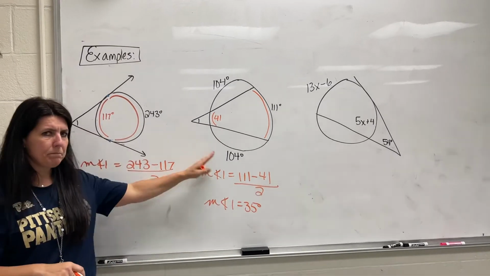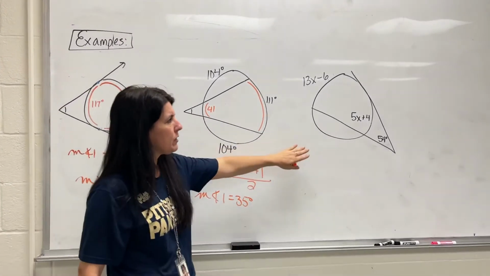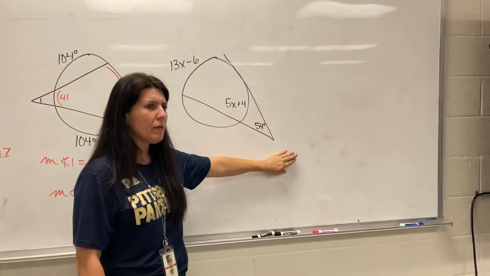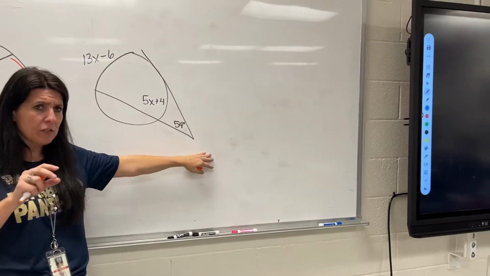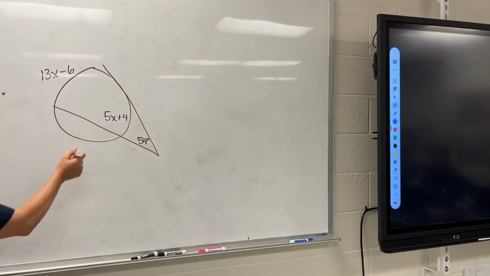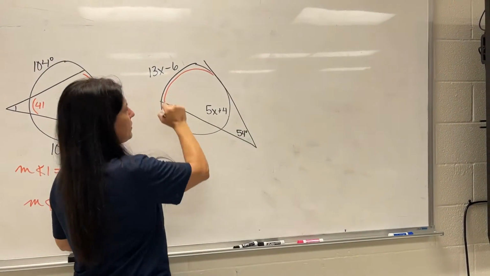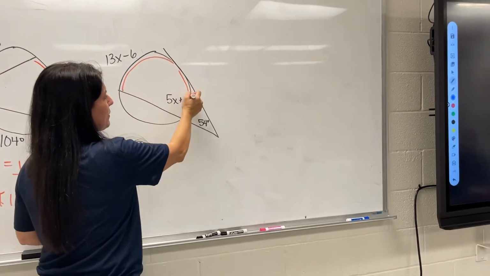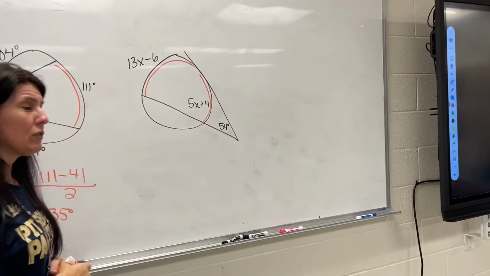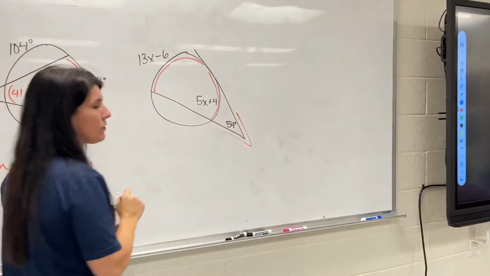So far, so good? Okay, look at this one. This one's different. This is what I'm telling you to make sure that you know how to set up your equation. So we have this arc from here to here as 13x minus 6. This arc is from here to here as 5x minus 4. And this outside angle is 54.